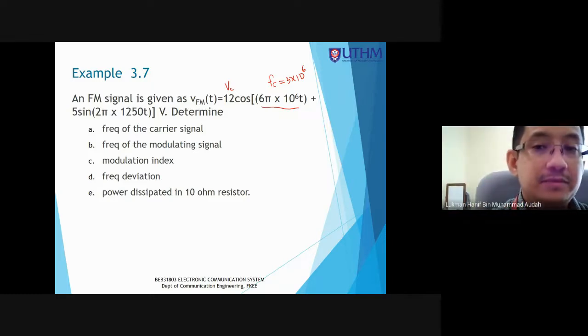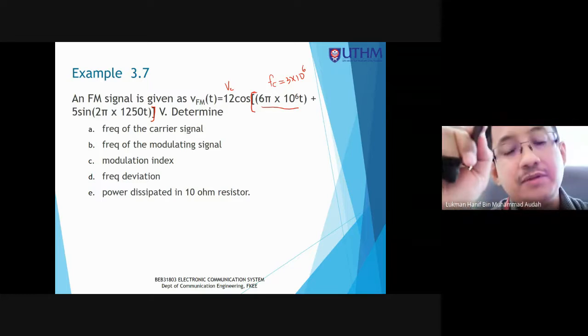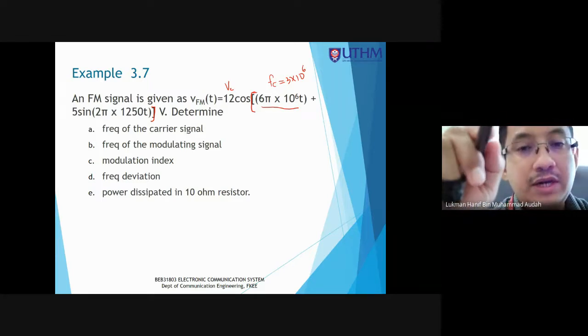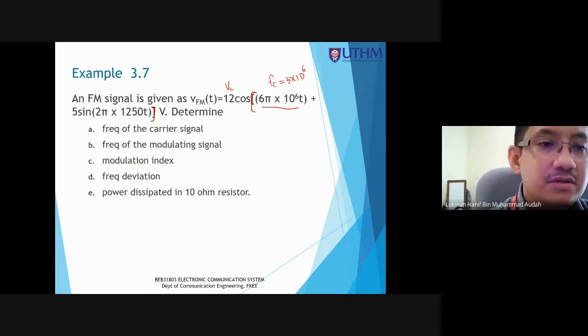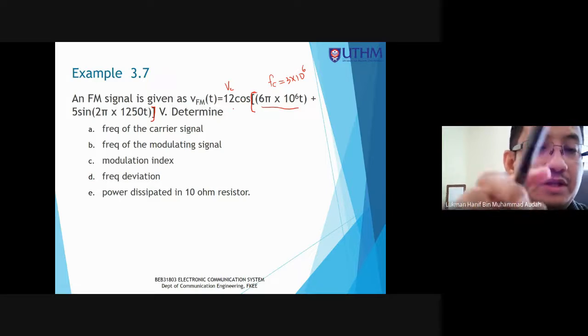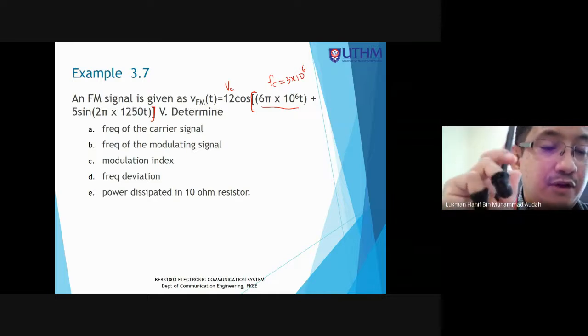Then notice that they are using a big bracket. As I always told you, please remember this big bracket and don't make a careless mistake. Remember to write the big bracket because all of these parameters belong to the cosine function. They are not separate; they belong to the cosine. So be careful about that.